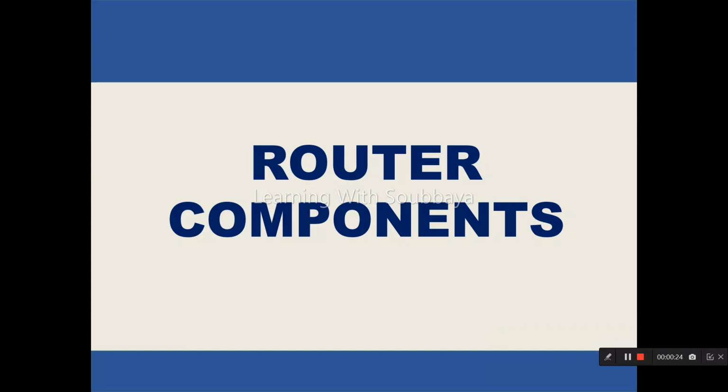A router is a networking device. It operates in layer 3. It has multiple ports as well as multiple interfaces available. It's used to connect two different networks, for example LAN to WAN, WAN to WAN, and LAN to LAN if they are in different networks. That's the purpose of a router.